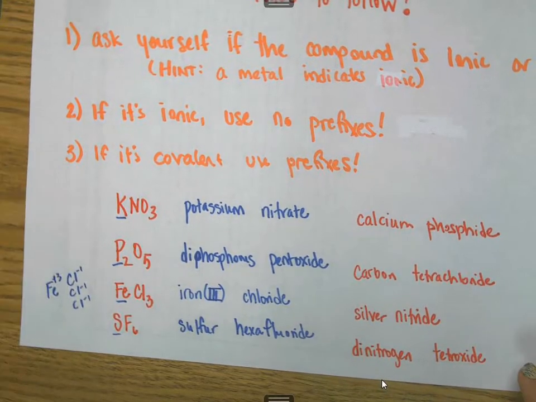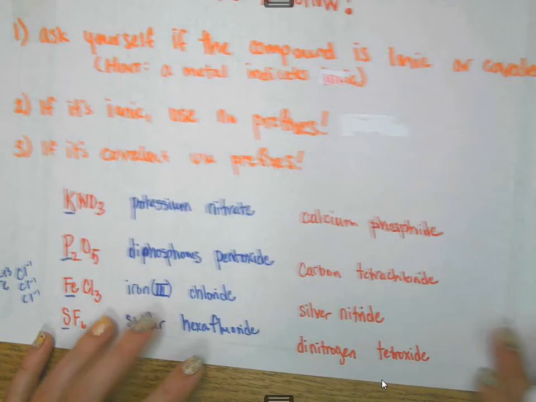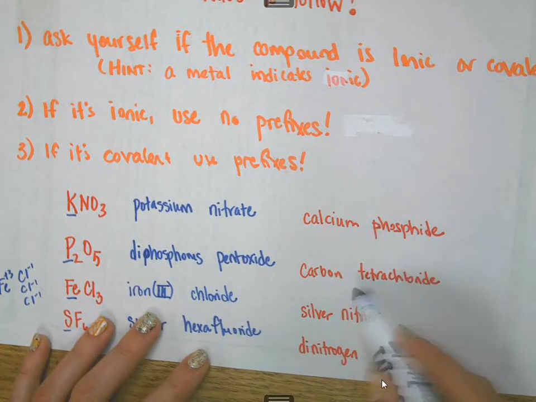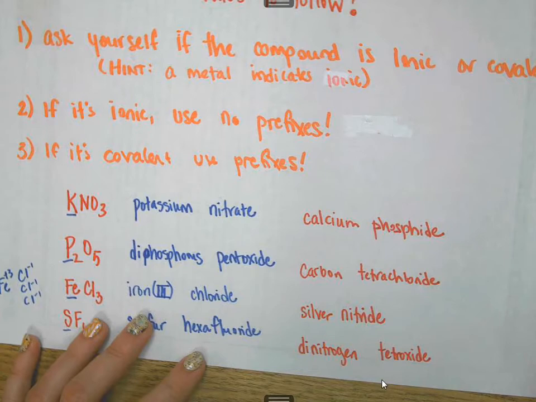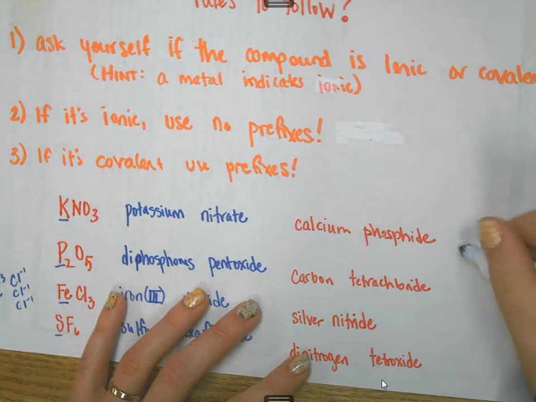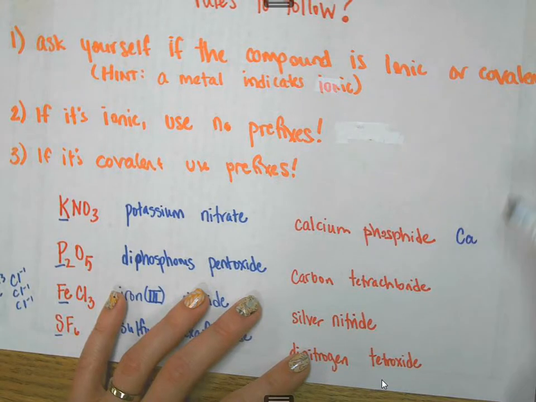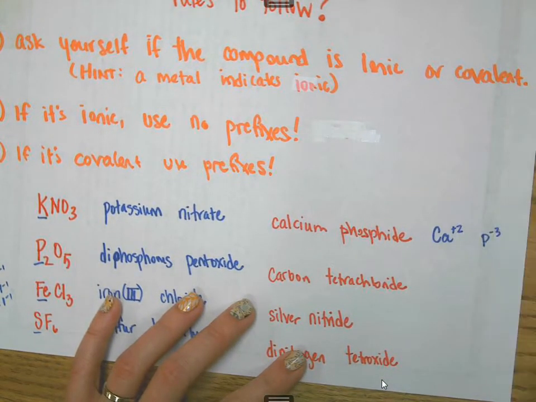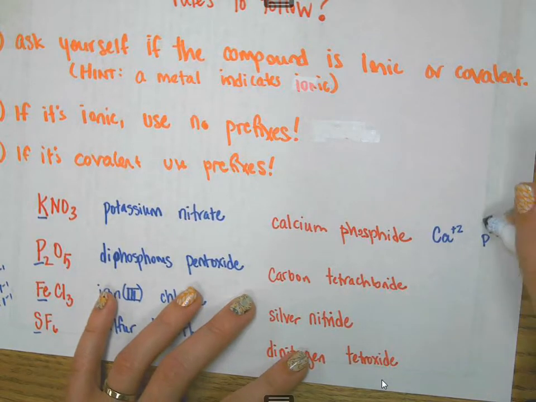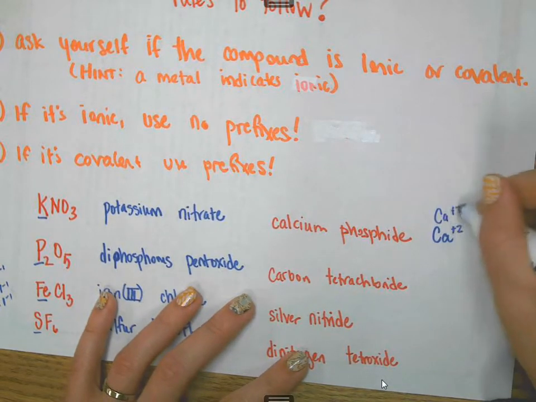When I go the other way, it's a little bit easier because I've already got prefixes or not in my words. Calcium phosphide has no prefixes, so therefore it's just going to be calcium and phosphorus. And it's like we've done before. Calcium is a +2, phosphorus is a -3. I've suggested that you go back and forth till you make it add up to 0.